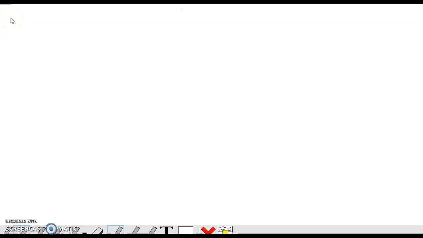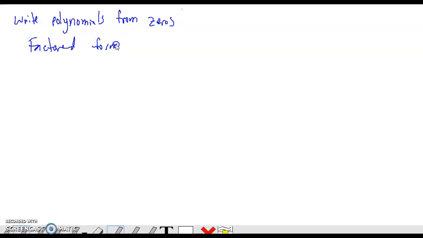Okay, so in this final part, what we're going to do is write some polynomials from zeros. When we write polynomials from zeros, we can either write them in factored form, which means we're going to leave them in parentheses, or we're going to write them in general form, which just means you're going to multiply it all out. So multiply all binomials.